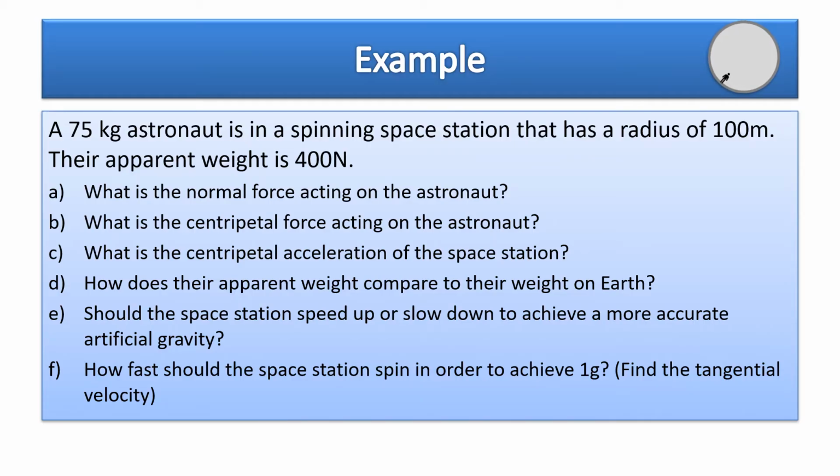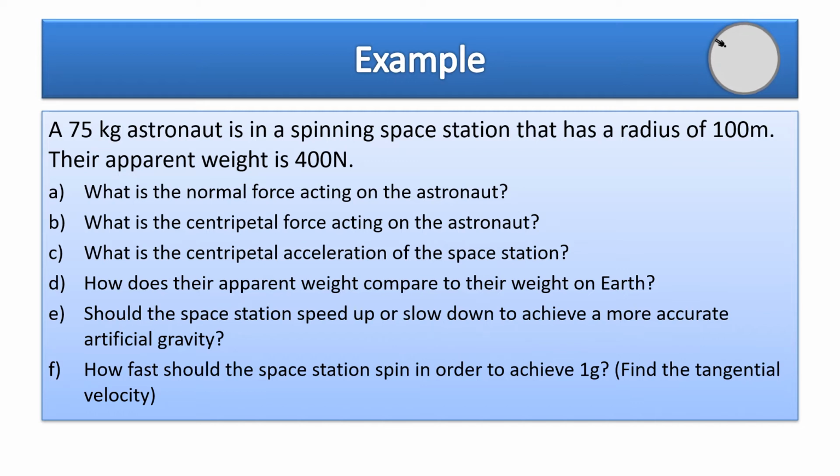So let's do some math. I mean, that's pretty cool physics stuff, right? Let's do an example problem. It says a 75-kilogram astronaut is in a spinning space station that has a radius of 100 meters. Their apparent weight is 400 newtons. So they're in the space station, as shown here, and their apparent weight is 400 newtons. They feel like they're 400 newtons.